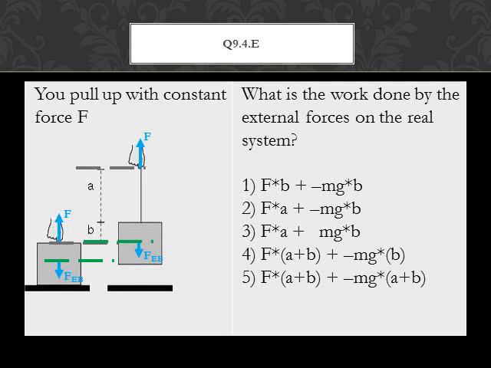So if we calculate the work done, this force is in the direction of displacement, so it would be F times (a plus b). This force is opposite to the displacement b, this distance here. So that's going to be a negative mg times b. So the correct answer here has to be 4. So there's the correct answer for the work done by the external forces on the real system.